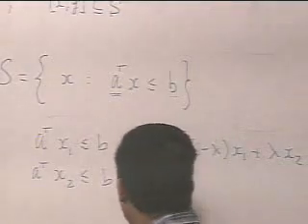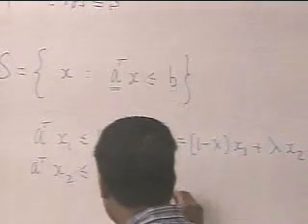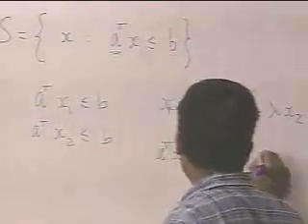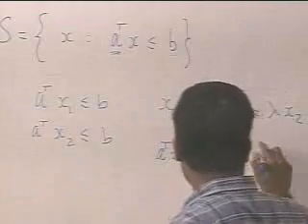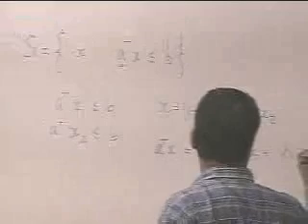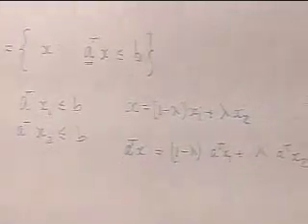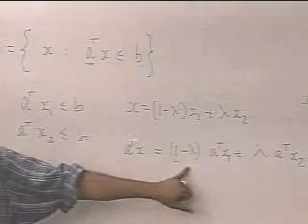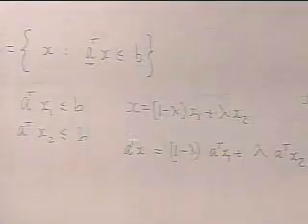And now I compute what happens to A transpose x. Now A transpose x is equal to 1 minus lambda times A transpose x1 plus lambda times A transpose x2. I also know that this lambda lies between 0 and 1. Therefore, this quantity here is non-negative and that quantity there is non-negative.